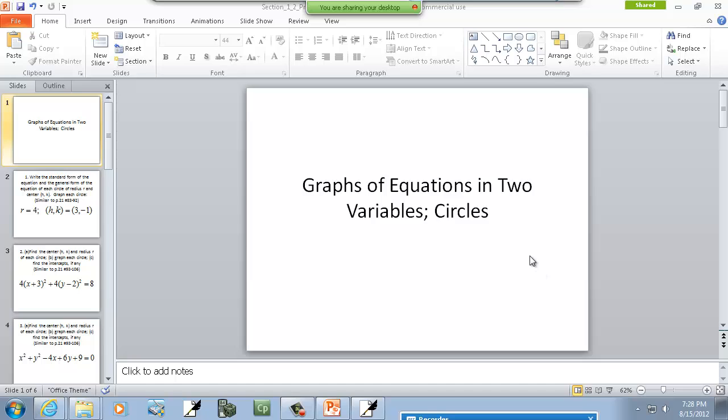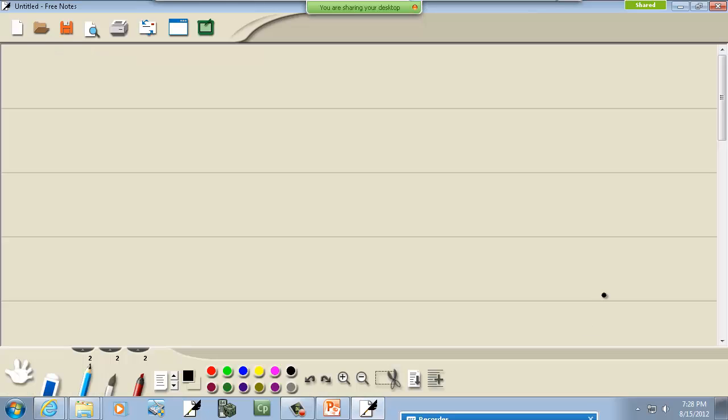And let's take a look at graphs of equations in two variables and circles. Specifically, all we're going to really look at here is circles. The rest of it is really college algebra, and I don't spend a huge amount of time on that when we should be doing trig. But let's refresh our memory on the circle.